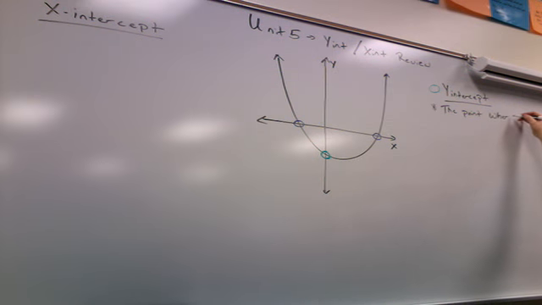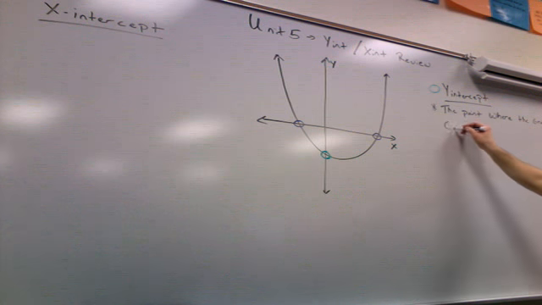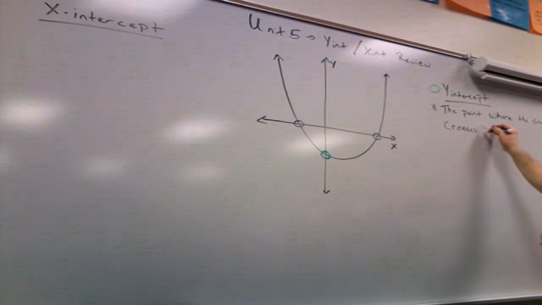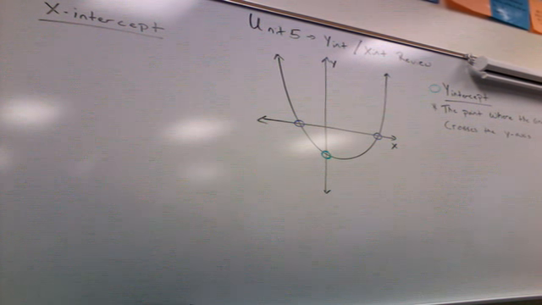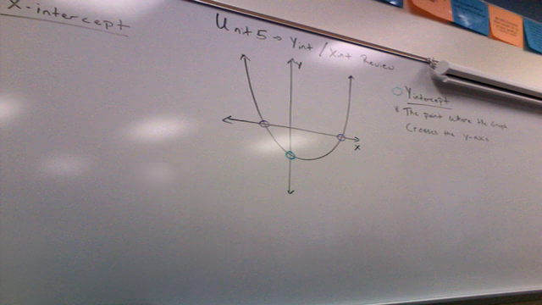Okay? The y-intercept is the point where the graph crosses the y-axis. The point where the graph crosses the y-axis. Since it's the point where the graph crosses the y-axis, what is our y value there?